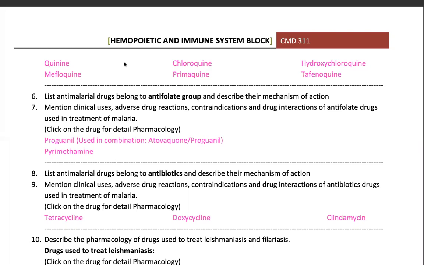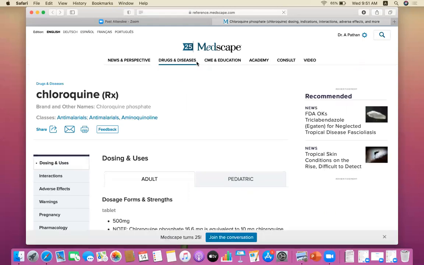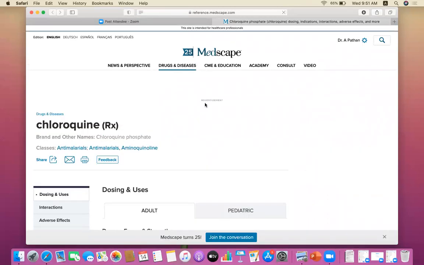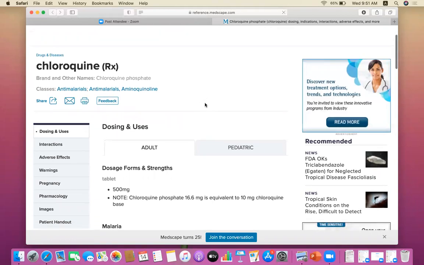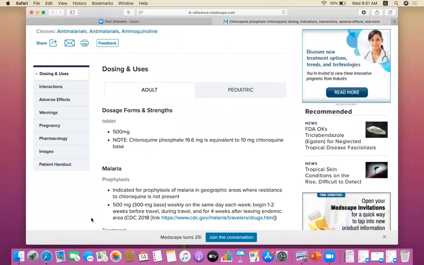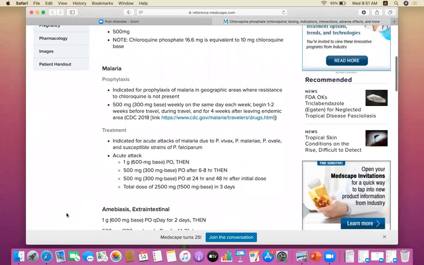Now first we will go to chloroquine. Just click on chloroquine. If you have the file, just click on this chloroquine. You will be moved to the pharmacology of chloroquine. As per our objective, you will get the use. First one is the use. It is used for malaria, and it is used for prophylaxis, prevention, and treatment.